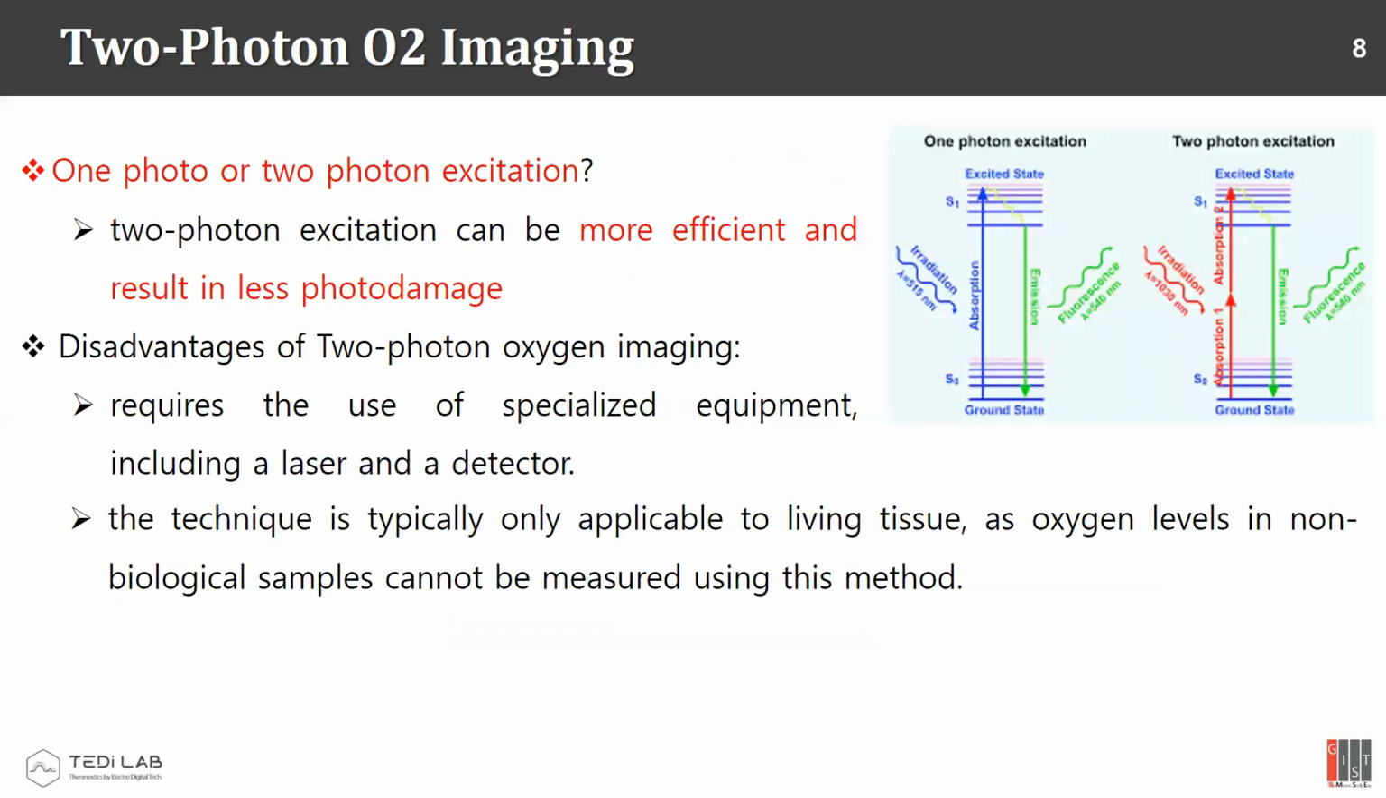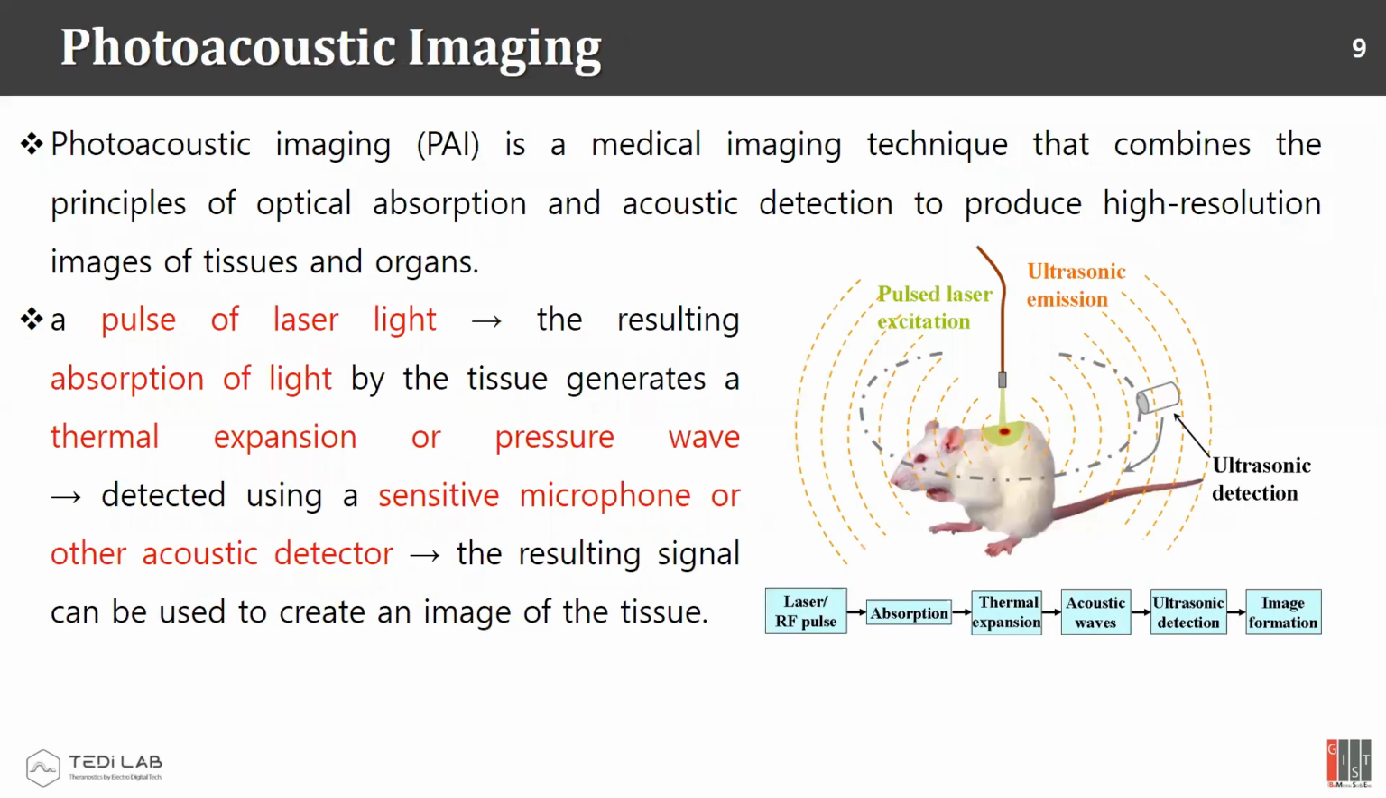So is one-photon or two-photon excitation better? I think it depends on the specific situation. In general, two-photon excitation can be more efficient and result in less photodamage to the sample being studied. However, one-photon excitation may be more convenient in some situations. So it really depends on the purpose. Some disadvantages of two-photon oxygen imaging are that it requires expensive equipment, and the technique can only be applied to living tissue, but not to non-biological samples. And next, my teammate will present the last method, photoacoustic imaging.